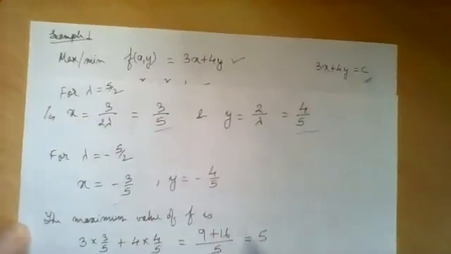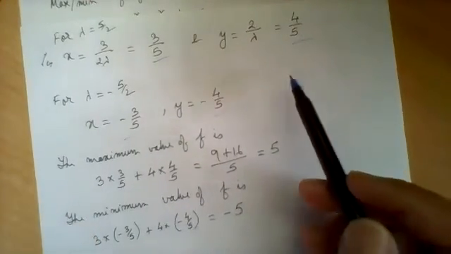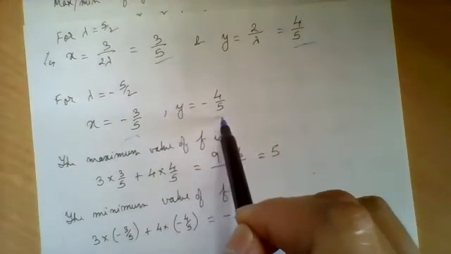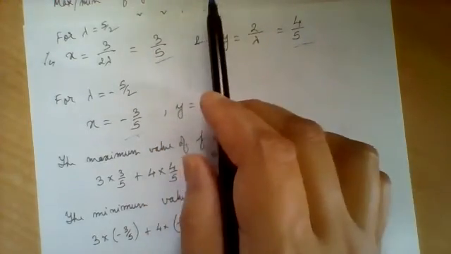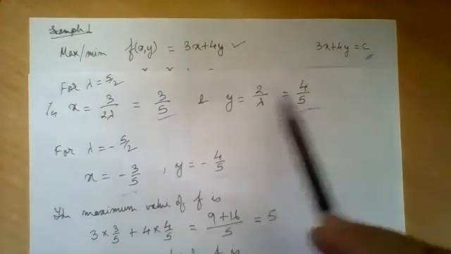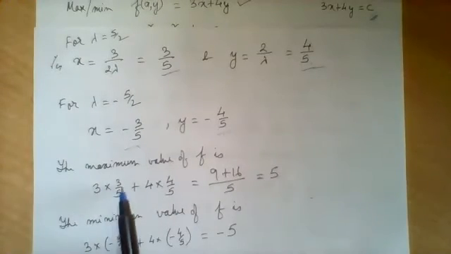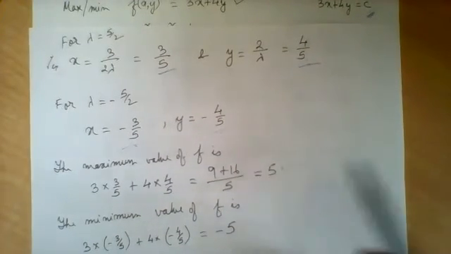So what is F now? F is 3x plus 4y. I have the x and y values now. So first let us put x equal to 3 by 5, y equal to 4 by 5 in this expression. What do we get? We get the maximum value of F, given by x equal to 3 by 5, y equal to 4 by 5. And what do we get? We get the value 5.